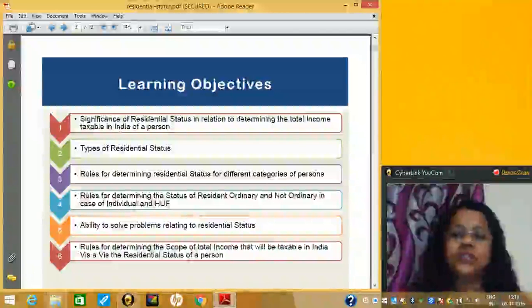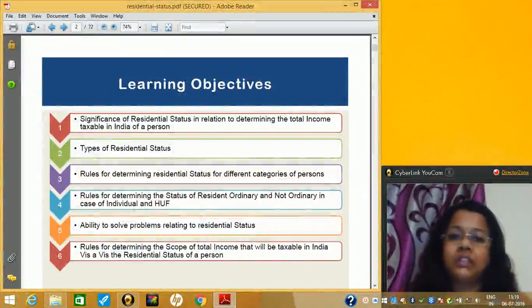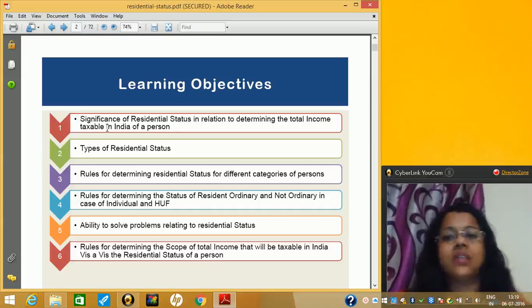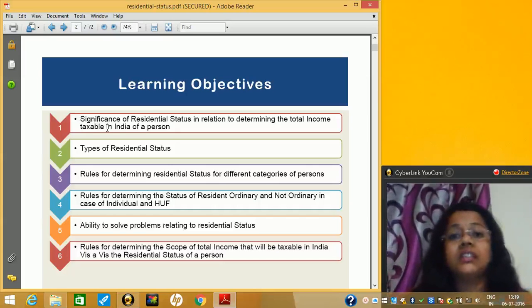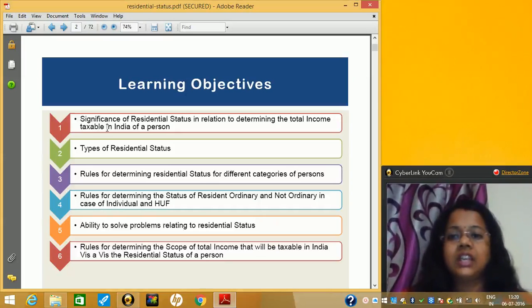Hello friends, today we are going to study the topic residential status. In this, let's see what we will learn today. The first is the significance of residential status in relation to determining the total income taxable in India of a person. Second, types of residential status.